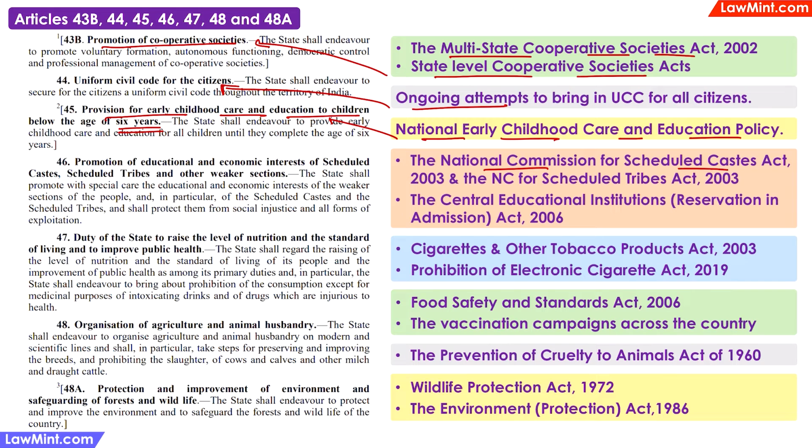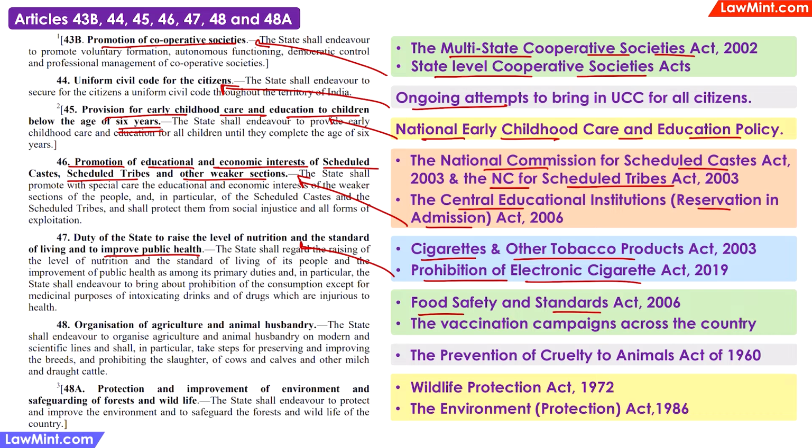The National Commission for Scheduled Castes Act and the National Commission for Scheduled Tribes Act, the Central Educational Institutions Reservation in Admissions Act, and other government policies promote the educational and economic interests of the scheduled castes, the scheduled tribes, and other weaker sections of the society. Legislations like the Cigarettes and Other Tobacco Products Act and the Prohibition of Electronic Cigarettes Act are aimed at improving public health. Various government policies and legislations like the Food Safety and Standards Act are aimed at raising the level of nutrition and ensuring food safety in India.